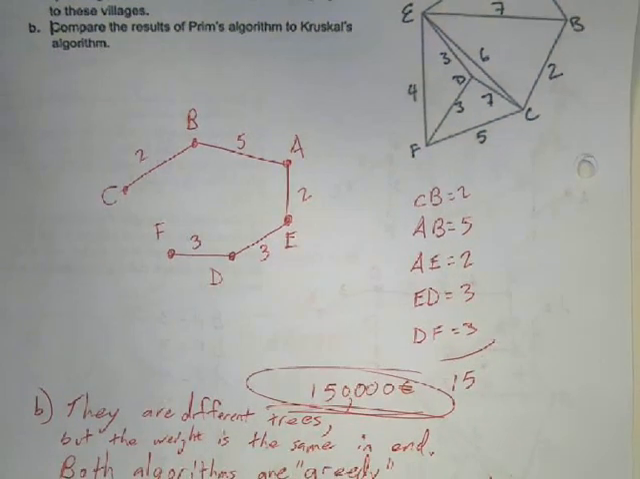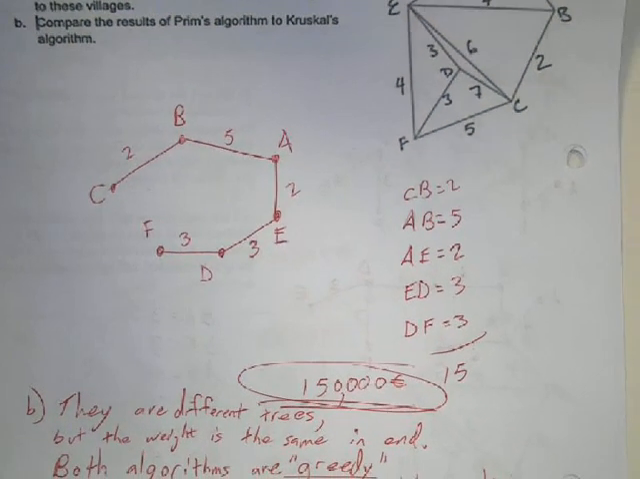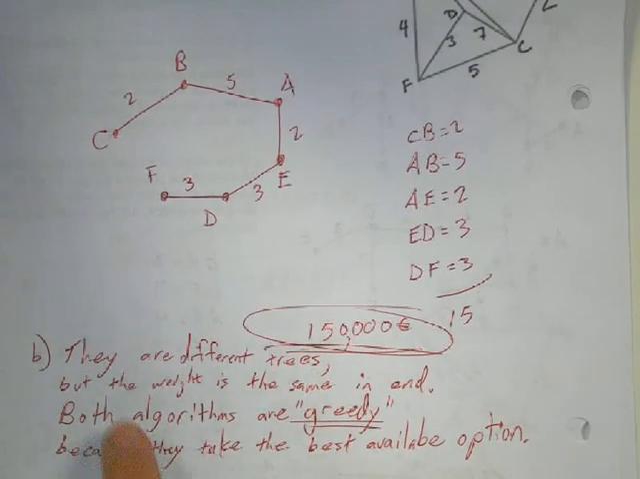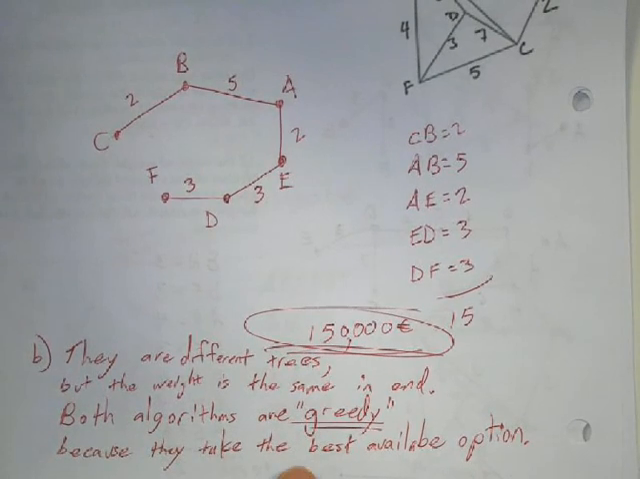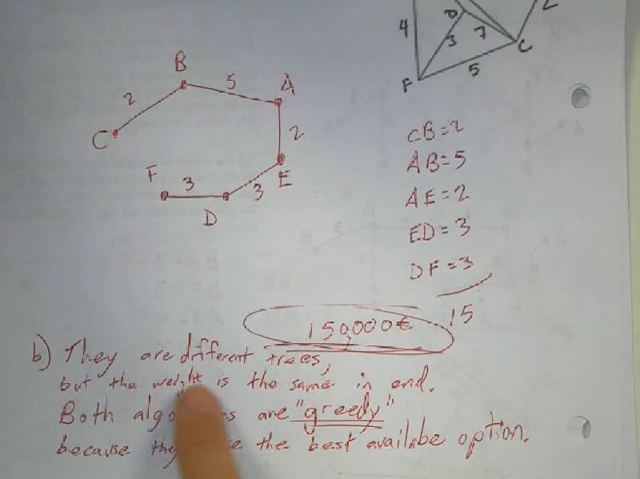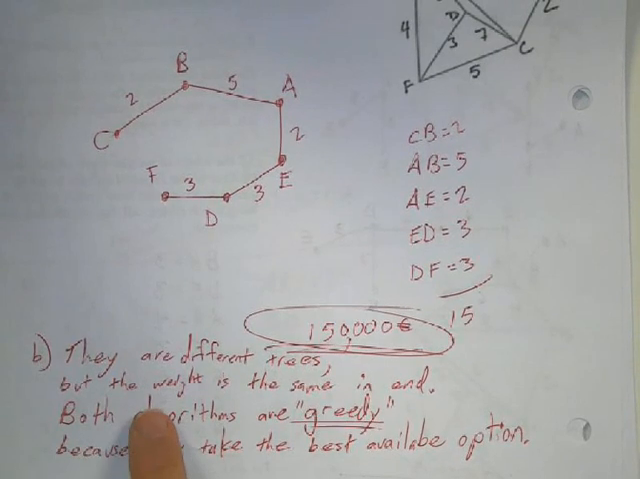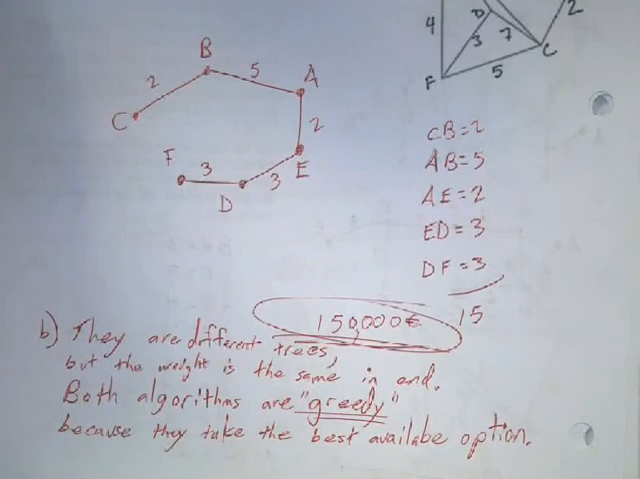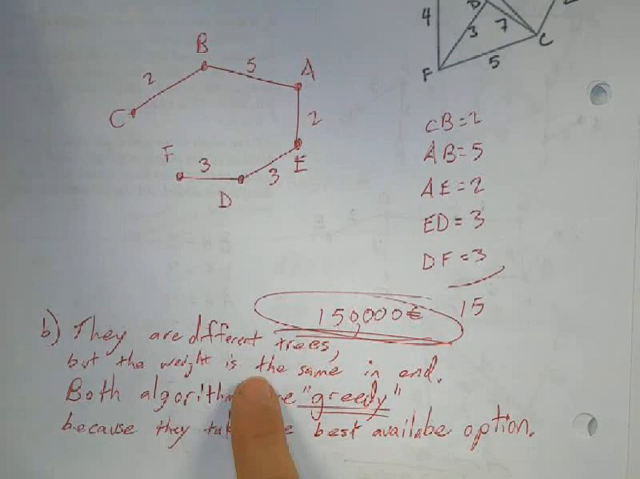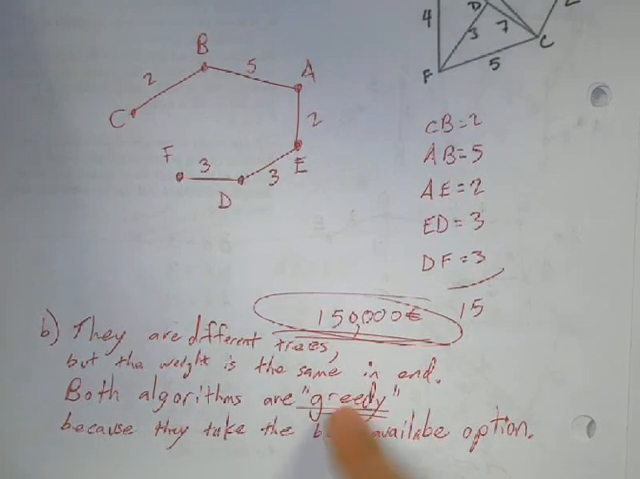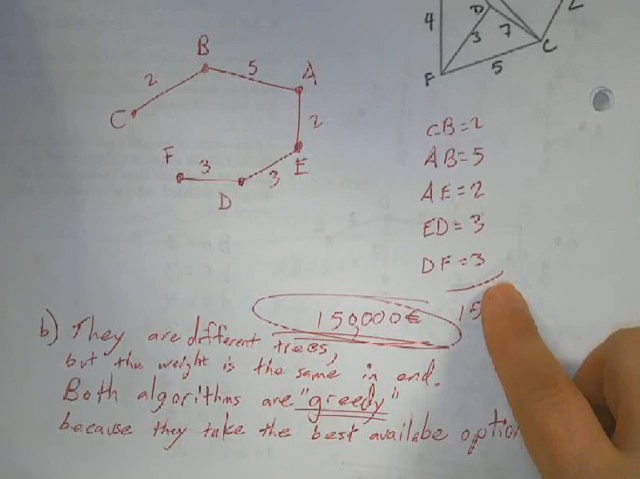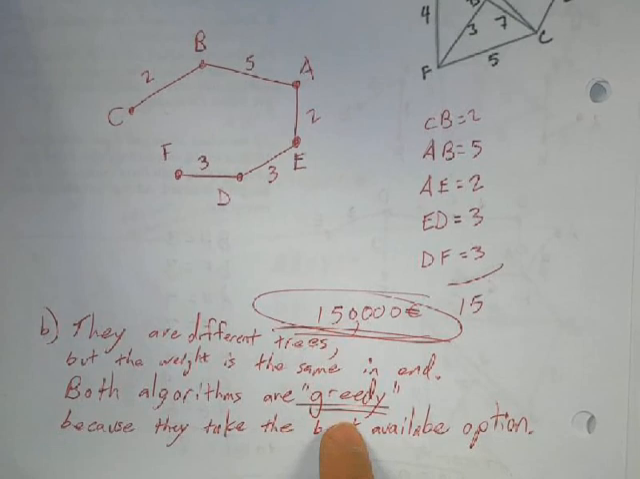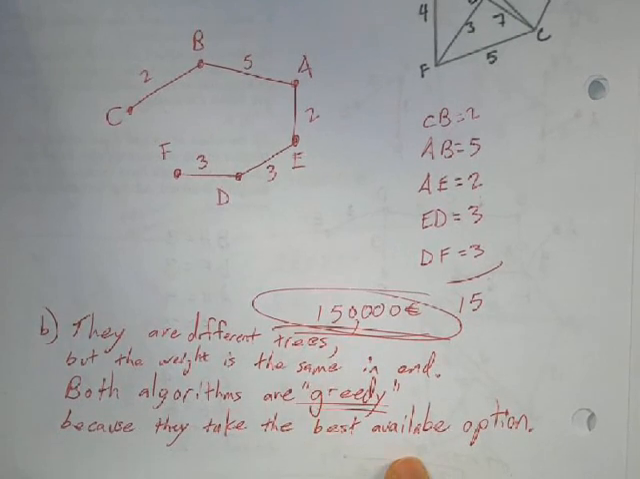Pablo explains Prim's algorithm very, very well here, so I'm not going to explain that. You might want to hit pause to copy this down. He talks about this, but he didn't write it down. So he says the different trees of Prim and Kruskal will look different, but the weights will be the same because they will have the smallest weight possible. But both algorithms are greedy, is what he said, because they take the best available option.